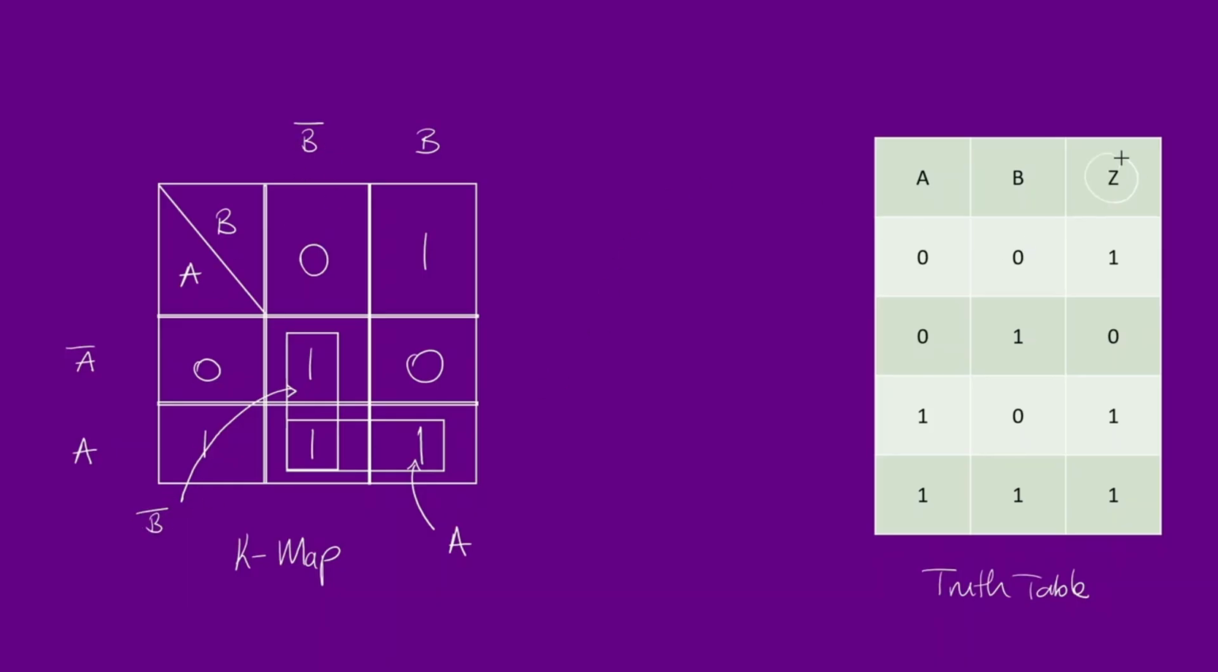So then we can now say very easily and confidently that the simplest form of expressing this truth table is A or not B, which is simple enough to understand.